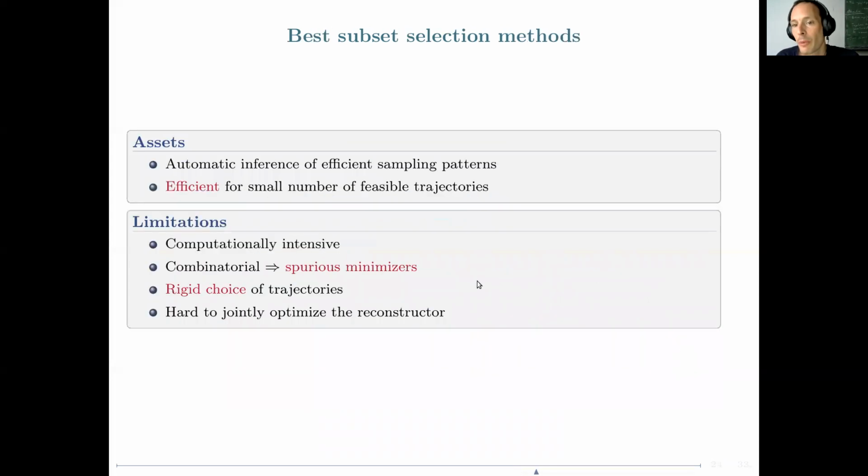And as a summary of this method, they proved to have some assets, like they can automatically infer efficient sampling patterns. And it is efficient if you have a sufficiently small number of feasible trajectories. The problem is that it's very computationally intensive, and there is research to be done to improve this. It is combinatorial, so you have plenty of spurious minimizers. And also you have a rigid choice of trajectories. And finally, it's hard to jointly optimize the reconstructor and the sampling set.